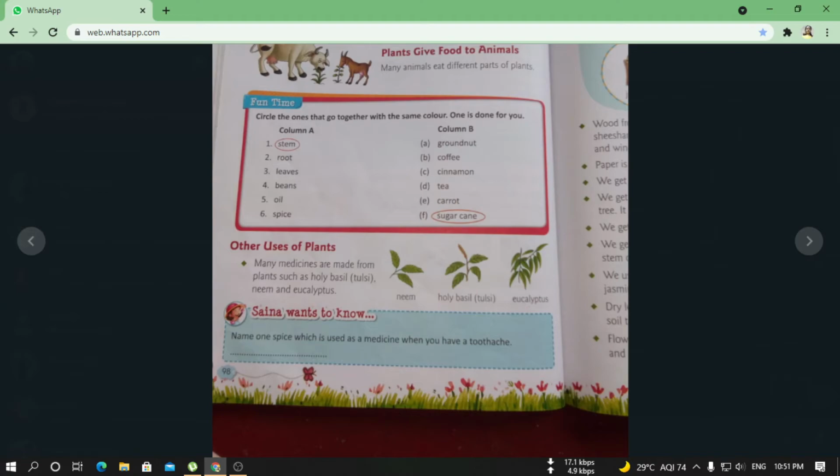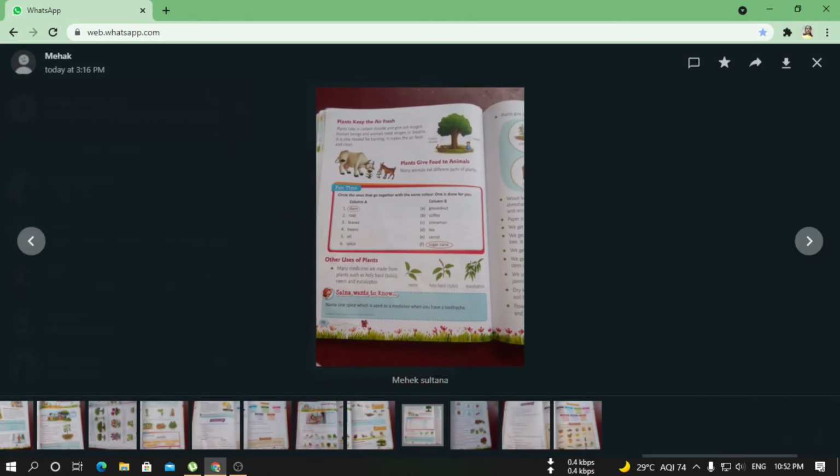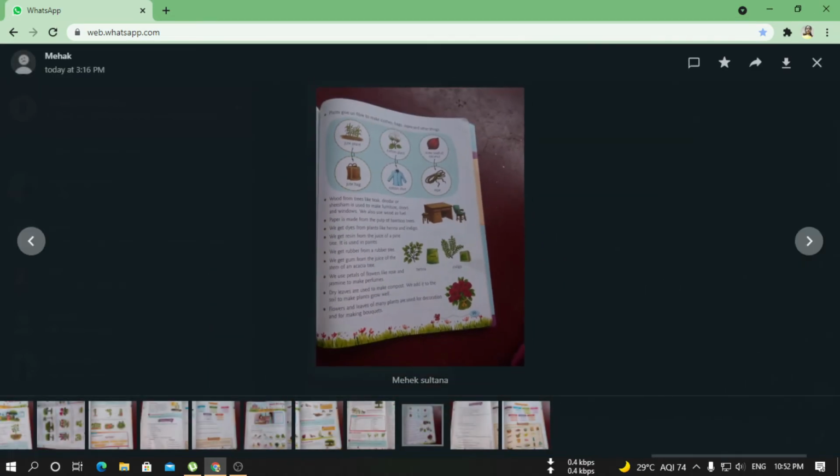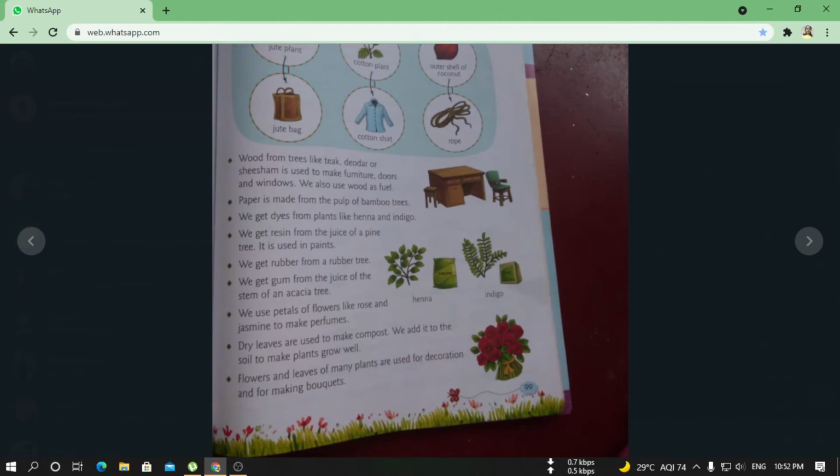Now uses of plants. Many medicines are there like tulsi, neem, eucalyptus. These are the plants from which we get medicine. Okay, now in the next page, that is page number 99. We get medicine from plants. First usefulness of plants is that we get medicine from tulsi, eucalyptus and neem plants.